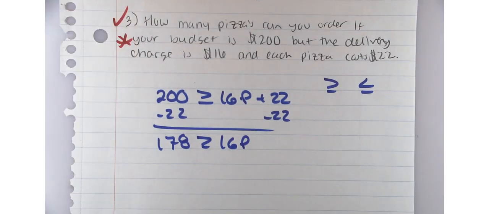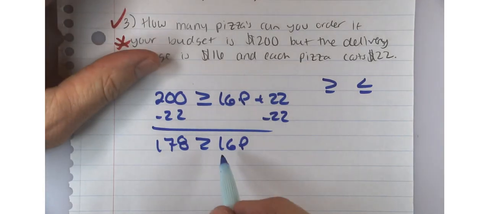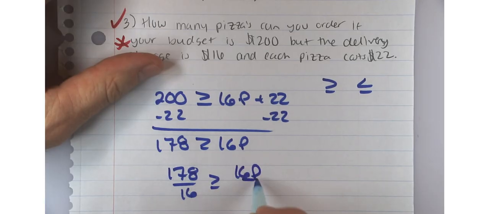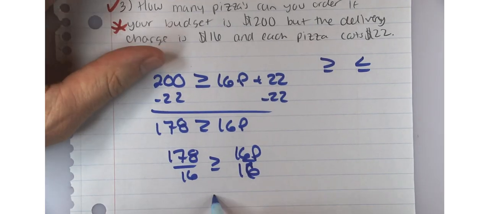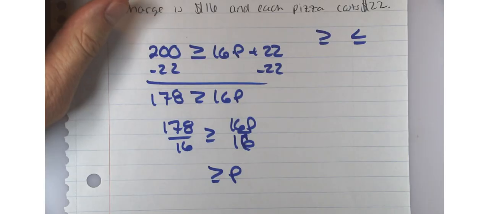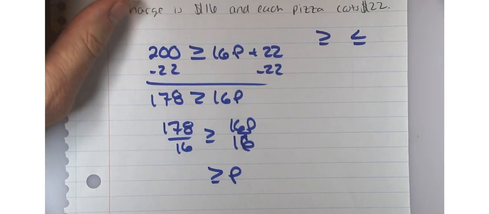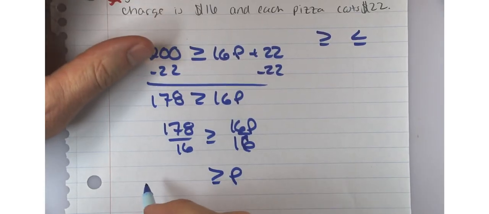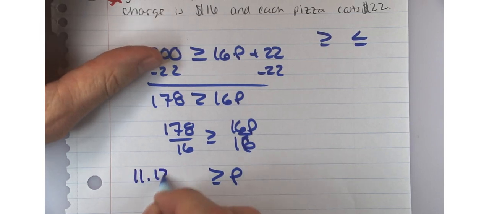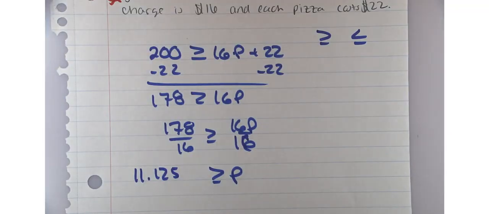If you divide both sides by 16, 178 divided by 16 is greater than or equal to 16p over 16. On the right hand side, you're just going to get your number of pizzas. On the left hand side, give me a second here. I think you'll get 11.125. Someone check me on that. Woo! Sensei Jeff knows all, sees all. All right.